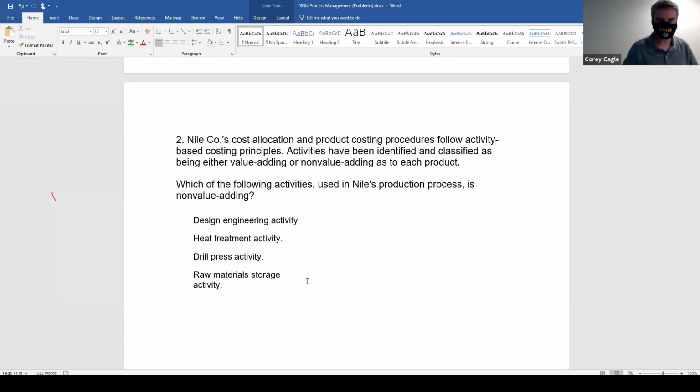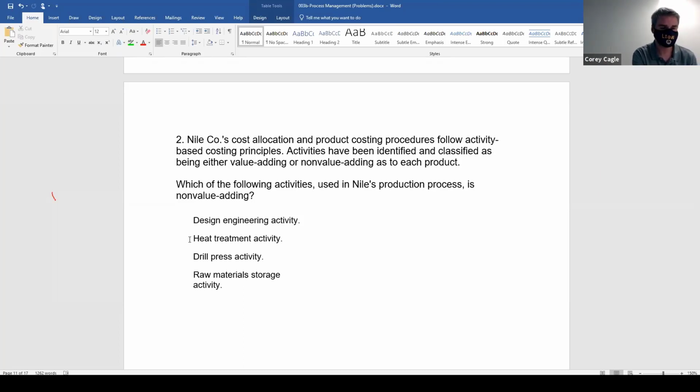This isn't even an activity-based question, but it goes kind of hand in hand. Which of these, from the customer's point of view, is something the customer is not really going to care about the extent to which it is done? Will they be interested in how the product is designed and engineered? Of course. Will they be interested in whether that product is heat treated? Evidently, that product does need to be heat treated, so I think they'll be interested in that being the case.